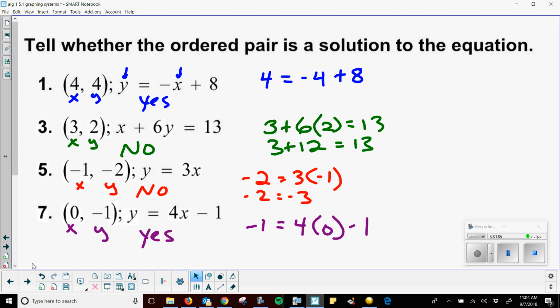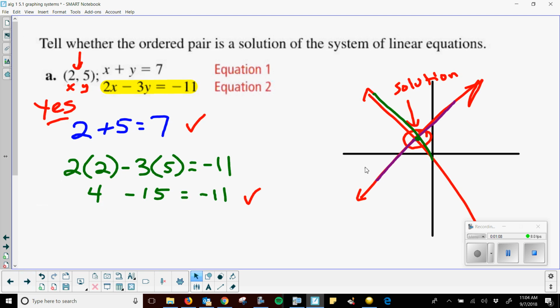So we did a couple examples. Then we talked about systems. Is this point a solution to the systems here and here? Systems is basically this. I have 2 lines on my grid and they cross somewhere. My solution is where they cross. So that's our whole goal with systems. We're trying to find out, we got 2 lines, where do they cross? What's the solution for these system of linear equations?